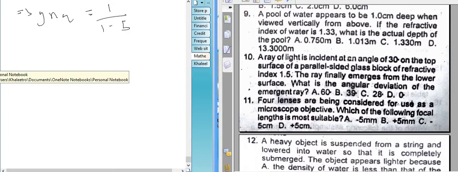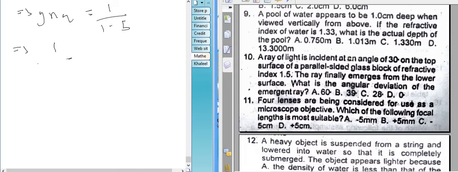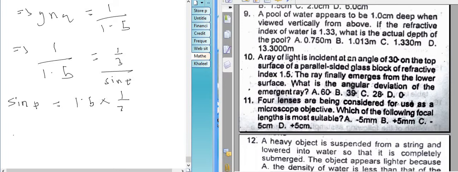This will give us the ability to find the angle from glass to air. So we can now substitute our values. We have 1 over 1.5 is equal to sine R, which is 1 over 3, all over sine of the emergent ray. We now cross multiply and make sine emergent the subject of the formula, which is 1.5 times 1 over 3.